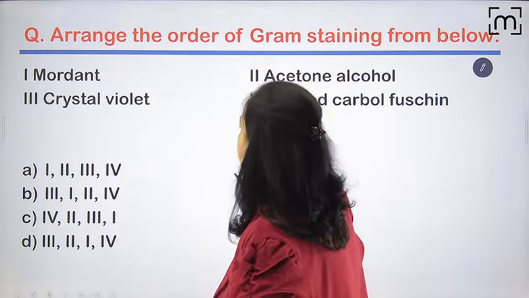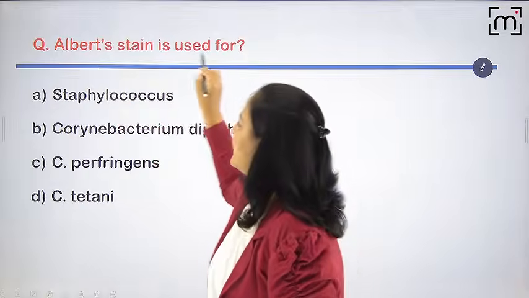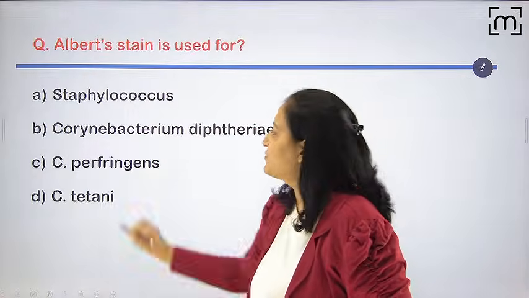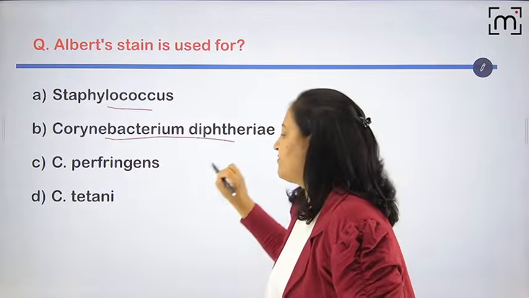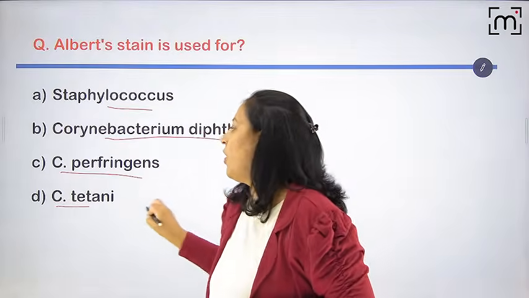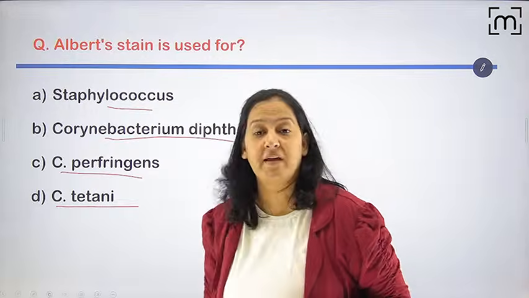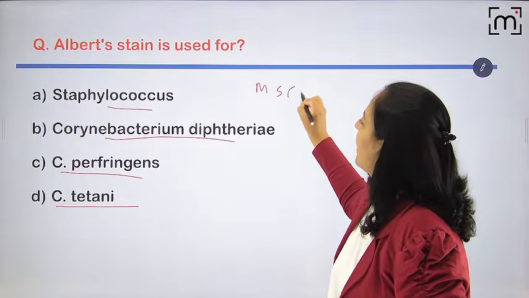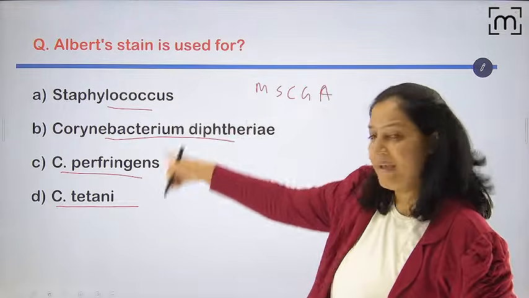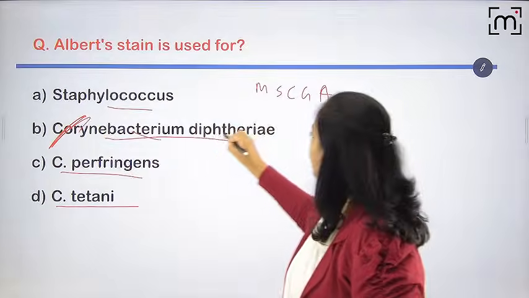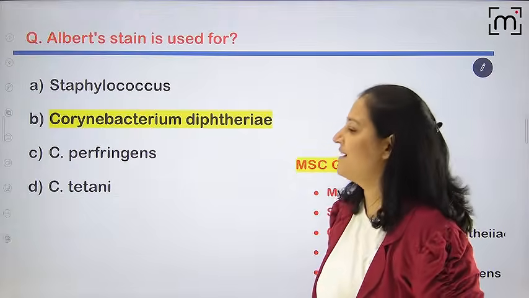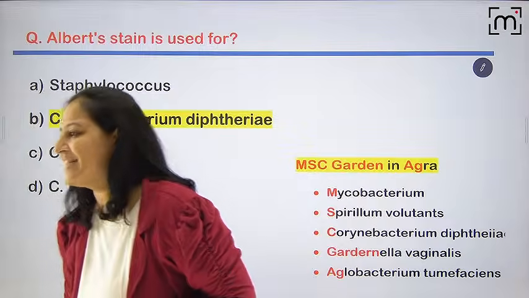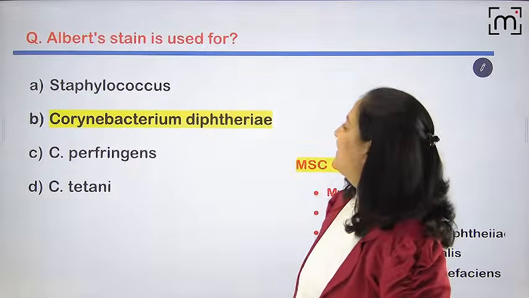Leave this question, just a minute. Albert stain is used for: Staphylococcus, Corynebacterium diphtheriae, Clostridium perfringens, or Clostridium tetani. What is the correct answer? Apply the mnemonic. What is the mnemonic? The mnemonic is MCG Garden Agra. What is coming in the mnemonic? C for Corynebacterium diphtheriae. So the correct answer is B, and you all are right. No, it's not C. It's B, and everyone else is right. Very correct. The correct answer here is B.